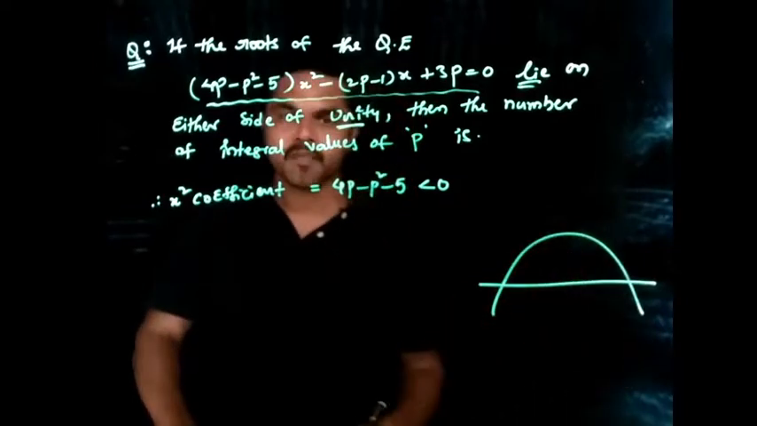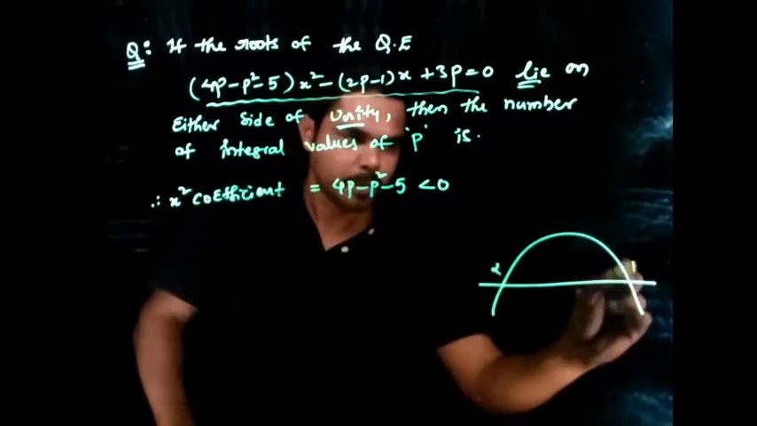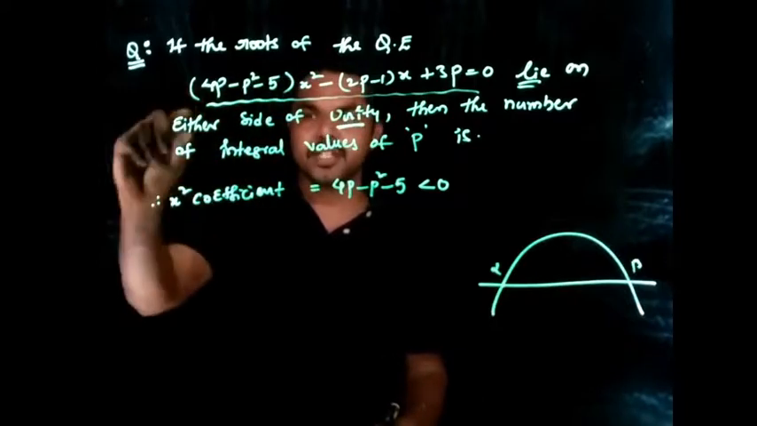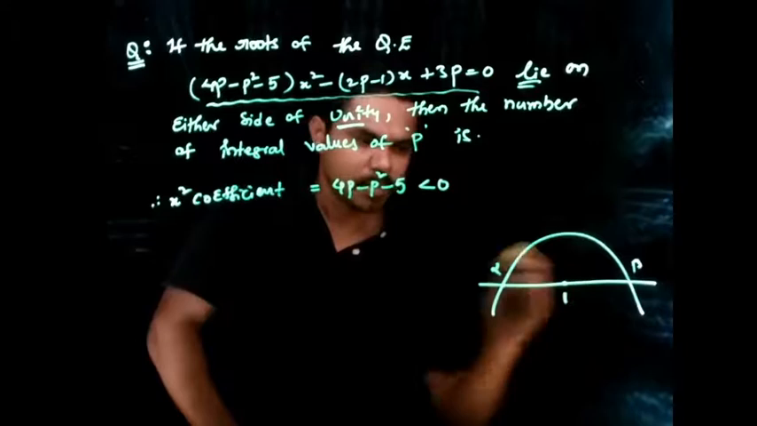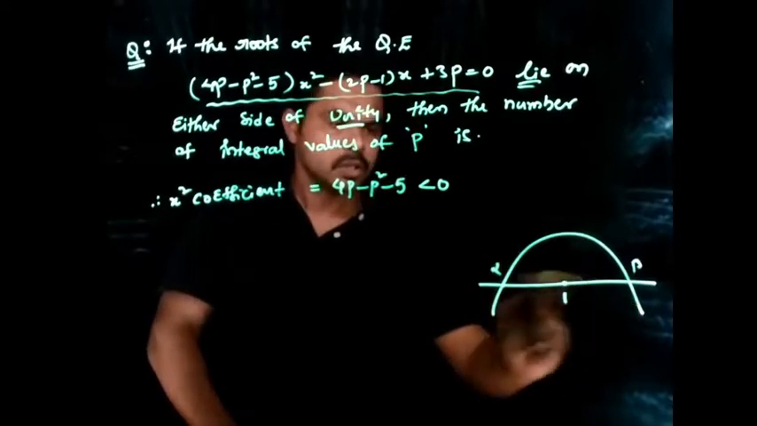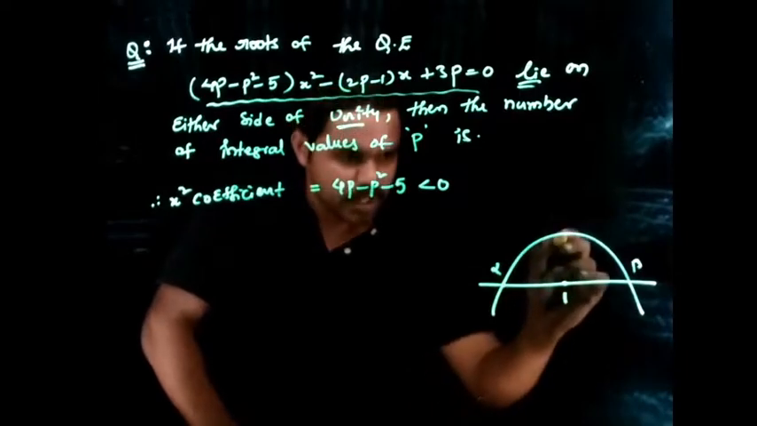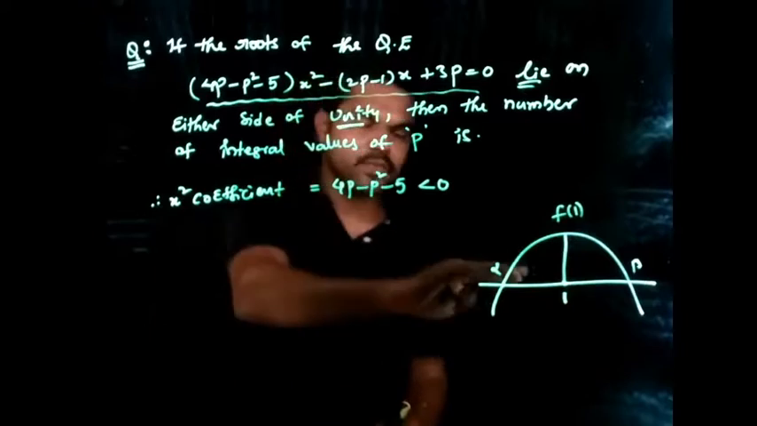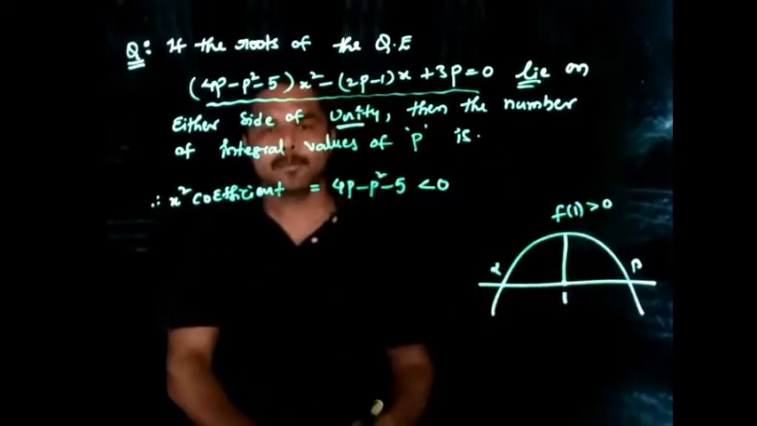Downward. Okay. And these two are the roots of the equation. Right. What did he say in the statement? The roots of this equation are on either side of the unity. So here 1 will be there. Then only the roots are placed on either side of the unity. Definitely this will be the f of 1. So f of 1 is above the x-axis. It is always positive.